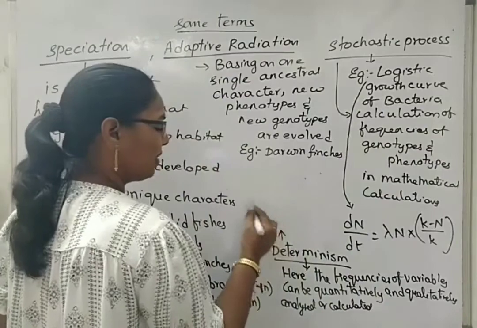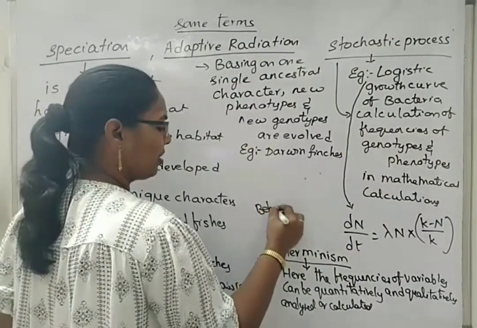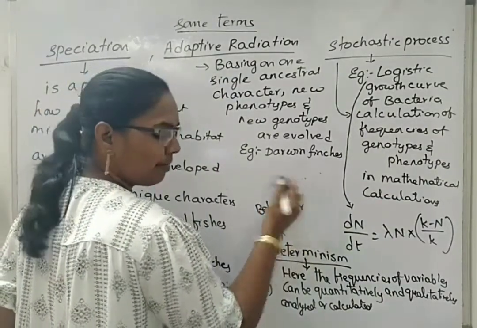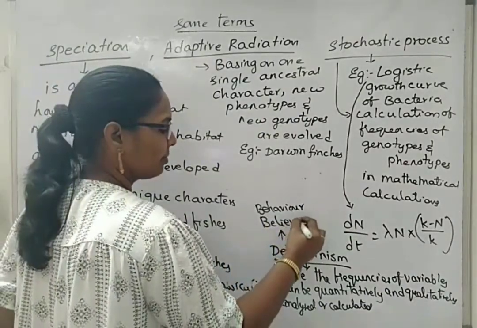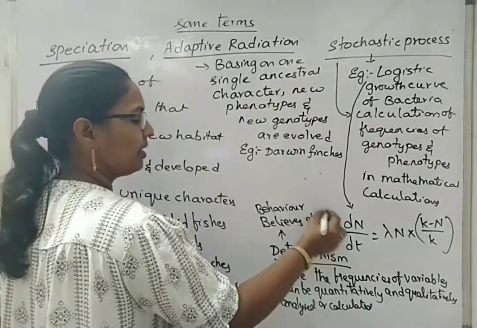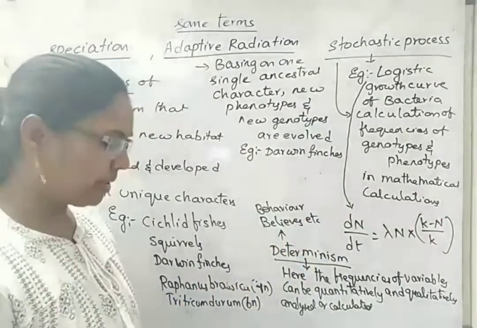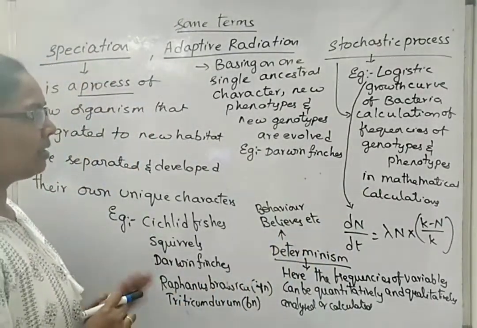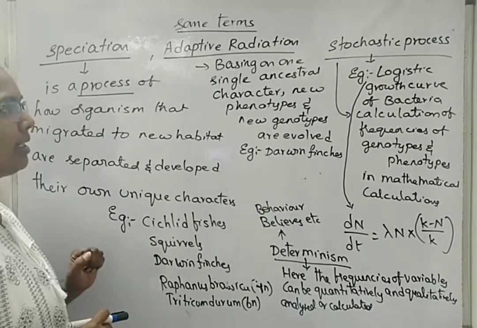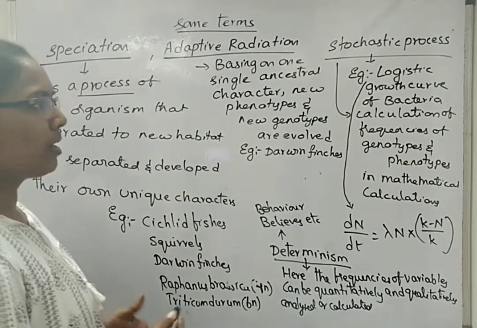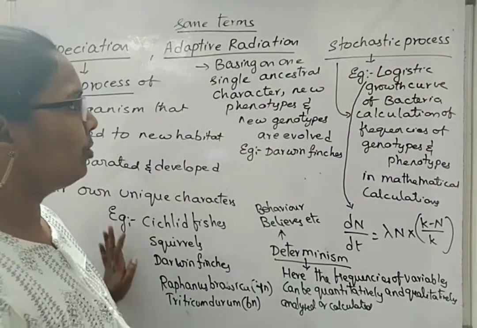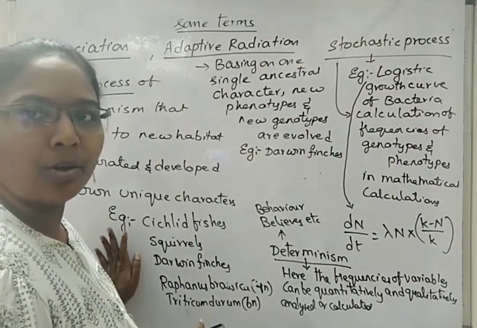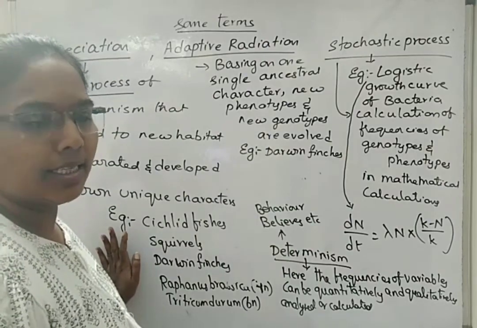So we can take some examples like behavior of the organism, beliefs of people, desires of the people, etc. So these are a few terms that are mentioned in the NCERT textbook. Along with the concepts, these terms are included. So while reading, it is better to know the meanings of these terms and then read the NCERT textbook.